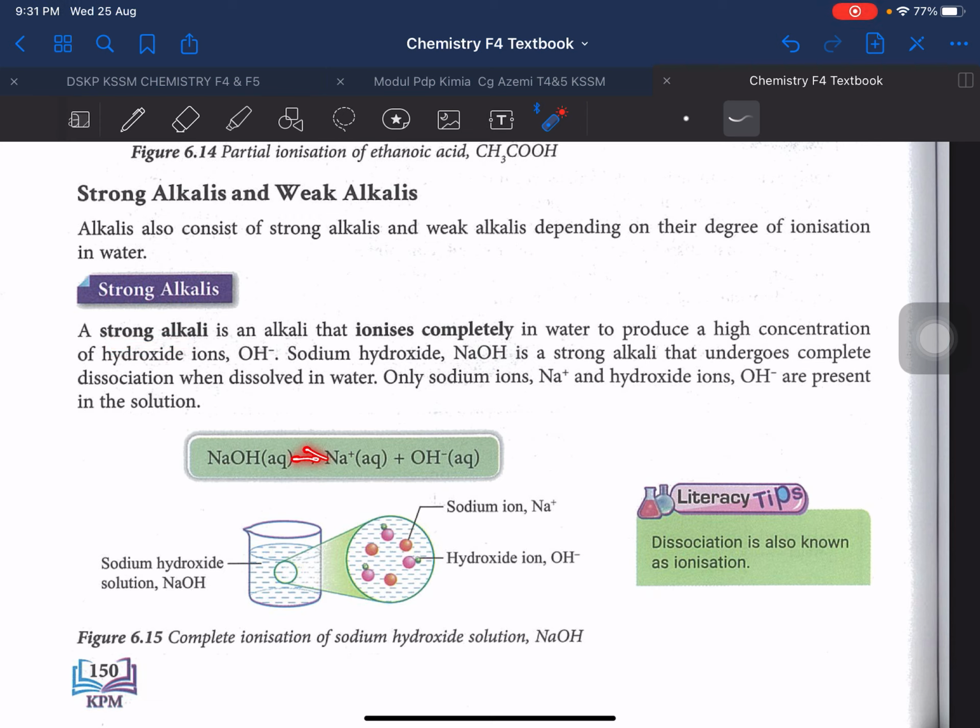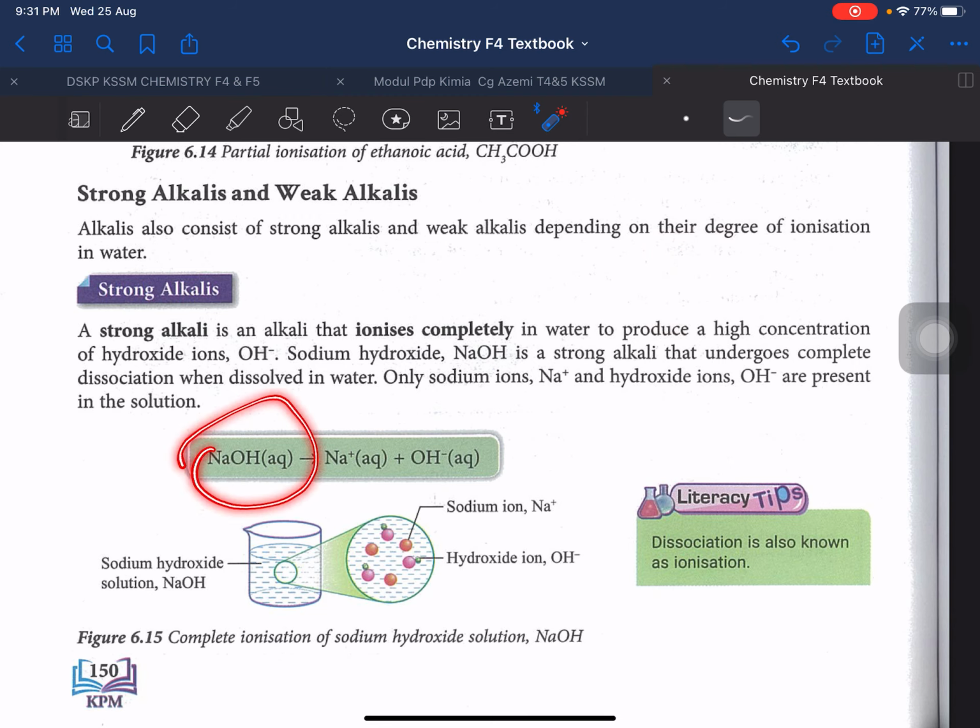Look at the arrow here. It's a one-way arrow. To produce apa? To produce a high concentration of hydroxide ion. So we are now talking about alkalis. So you need to know that kalau alkali, ceritanya watak utamanya adalah OH minus, which is the hydroxide ion. Kalau dalam acid, dia punya watak utama adalah H plus ion.